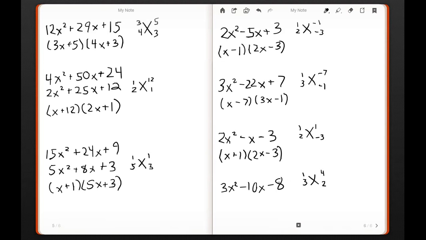And in order to make it add up to -10, we have to make the 12 negative and the 2 positive. Put a negative here. That's -12. This is 2. We add them, and we get -10. There's the correct factorization.